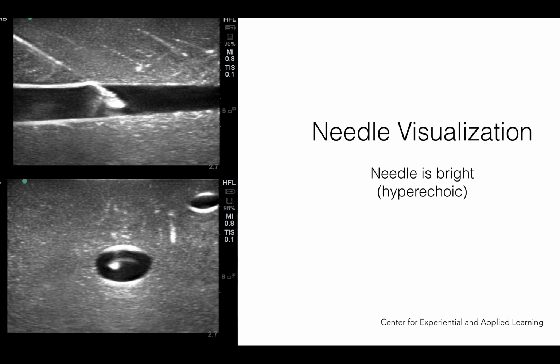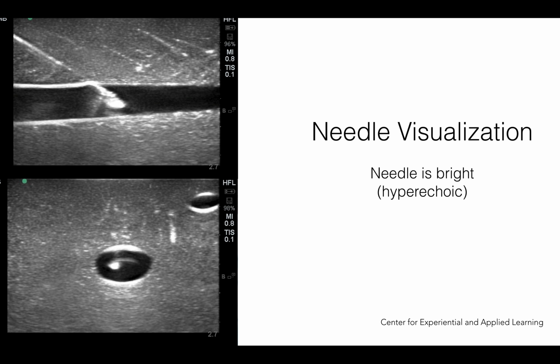When the needle is in the image, it will appear bright or hyperechoic. The brightest part of the needle is the tip where the bevel is, because the bevel reflects a lot of the ultrasound beams back to the probe. The shaft will be bright and hyperechoic, but less so than the tip, and it can blend in with other tissues if you're not careful.